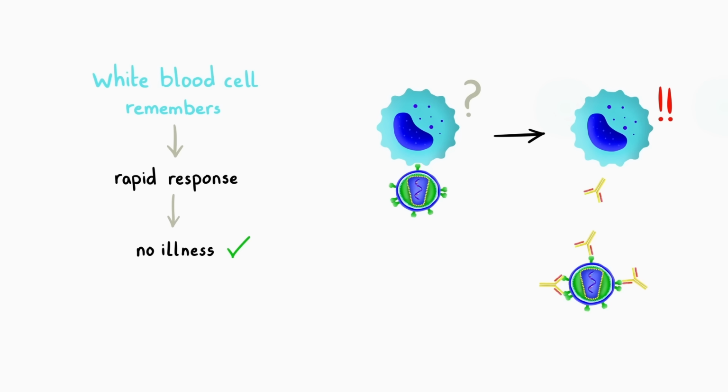The clever part happens if you later encounter the real, active pathogen. Your immune system remembers the antigens from the vaccination and can rapidly produce the right antibodies to destroy the pathogen before it causes illness. This rapid response is what makes vaccination so effective. Your body doesn't need to go through the learning phase again. It's already prepared for that specific threat.